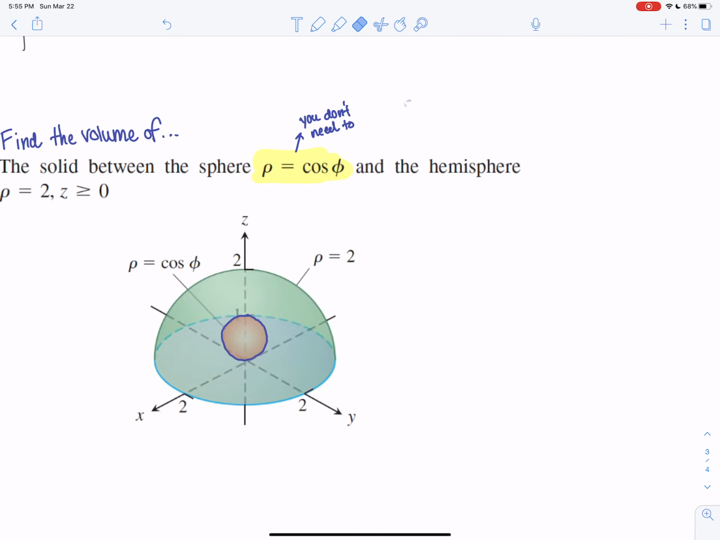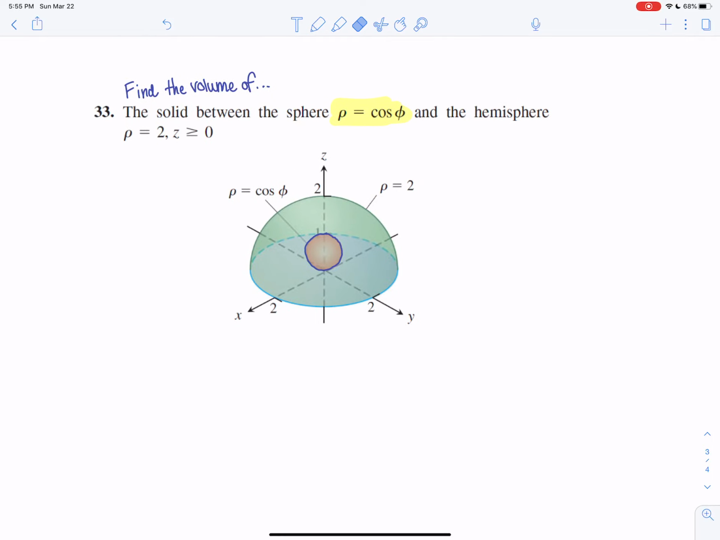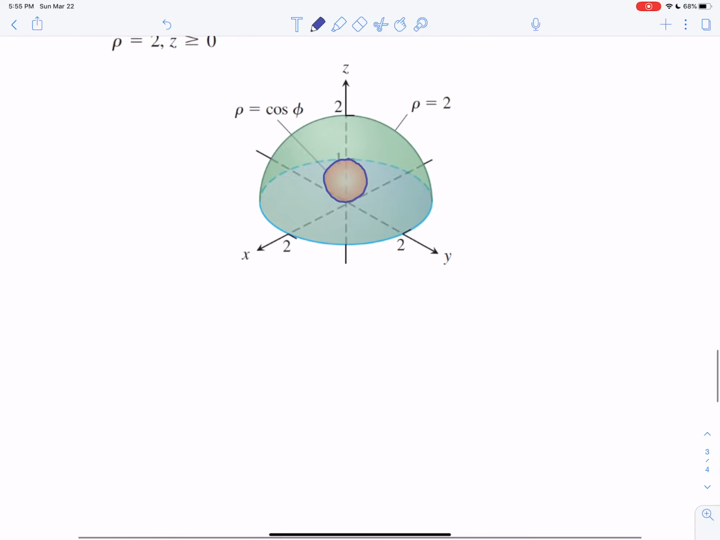So yeah, whatever. In the hemisphere, rho equals 2, which is this outer one here. That's rho equals 2 is this hemisphere. And z is greater than or equal to 0 just means it has to be above the xy plane. So that's what makes it a hemisphere. So we have this smaller sphere, rho equals cosine of phi, and then this bigger one, which is just rho equals 2, and we're cutting it off at the top. So we're trying to find the volume of it. Let's do it over here.